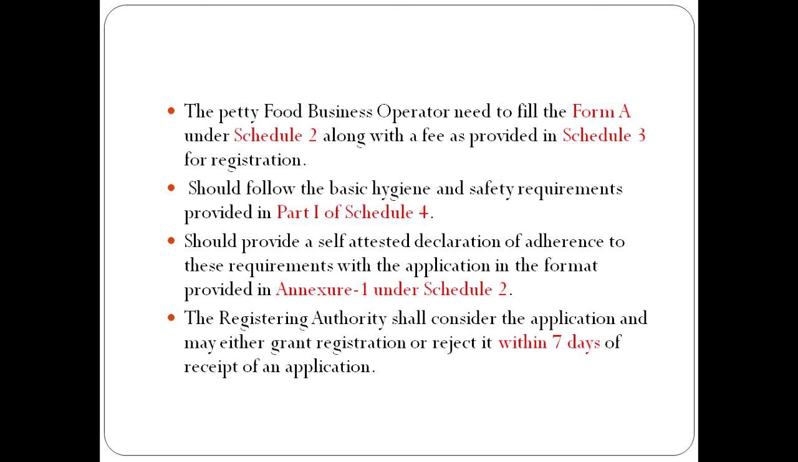The next is, the registering authority shall consider the application and may either grant registration or reject it within 7 days of receipt of an application. Say a petty food business operator is applying for a license, registering himself with the FSSAI. They might grant him registration or reject it, and there is a particular time period for that. The time period is 7 days. Within 7 days they will either accept his application if everything goes well.